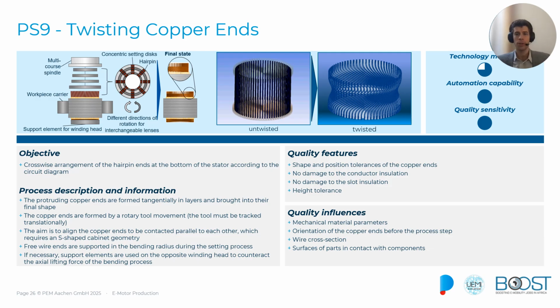This only works if the shape and position tolerances of the copper ends were secured, which shows the high interdependencies with the earlier process steps. A comparison of an untwisted and a twisted hairpin basket is shown in the picture on this slide.